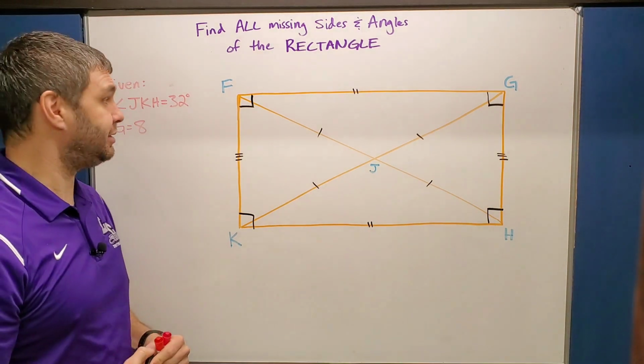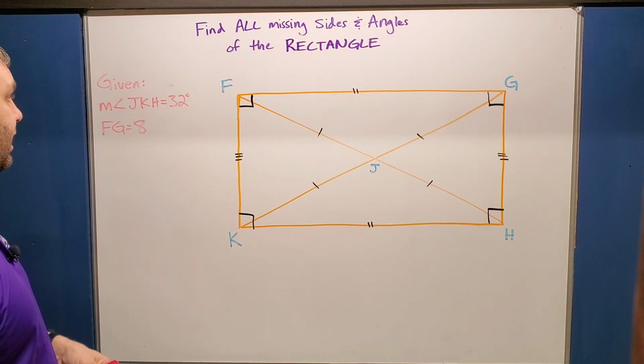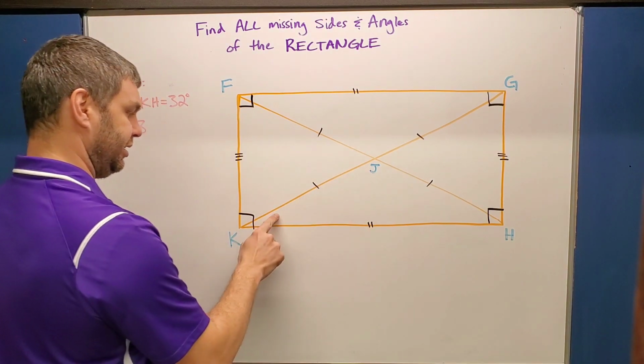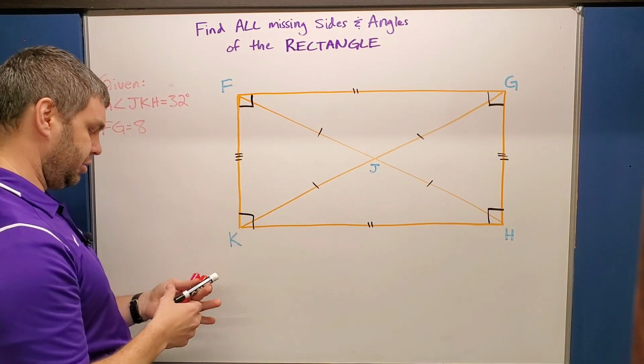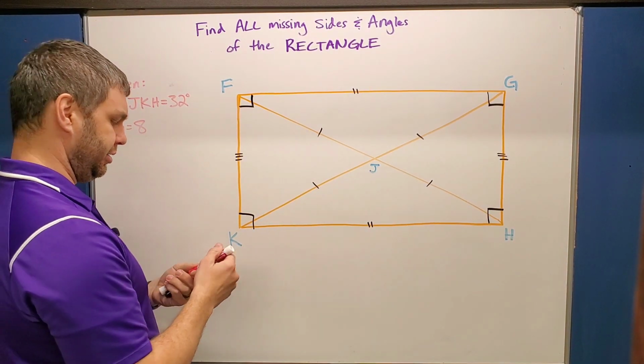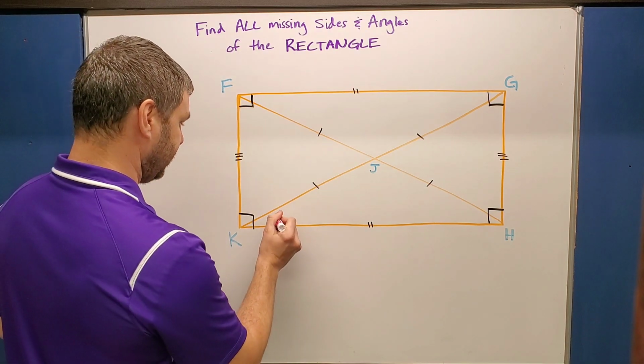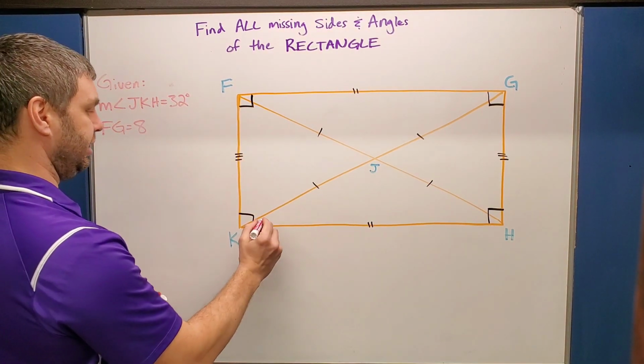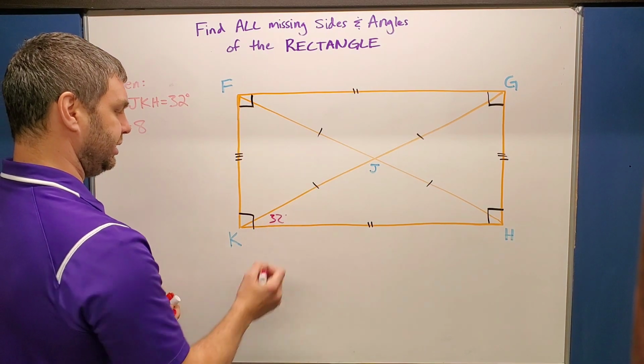So let's see what they give us. They gave us that JKH, let's see, JKH, that's this angle here, is going to be 32 degrees. I'll use my angles. I'll go with pink for this one. I guess I did those ones in black, but that's okay. So I'll say this is 32 degrees.